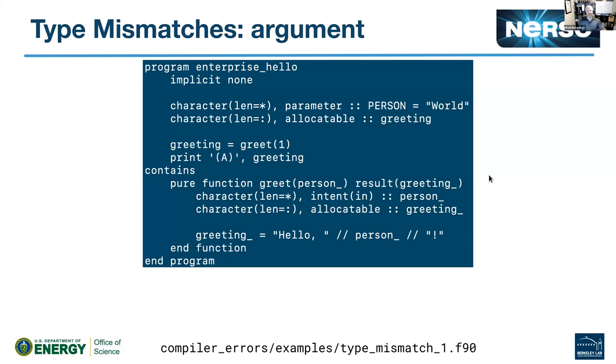Fortran is a statically typed, strictly typed language. It used to not necessarily be quite so strict about it when you didn't use implicit none, but it still is: when you say the type of a variable, or it's determined implicitly, they have to match. So what happens when they don't match? Well, let's see what the compiler tells us about this mistake here.